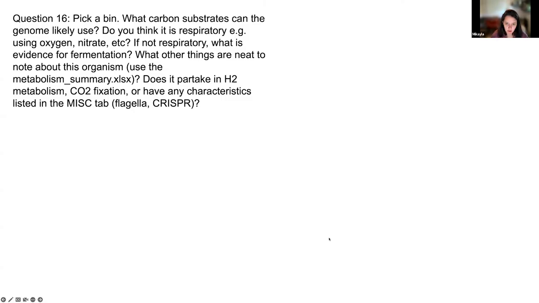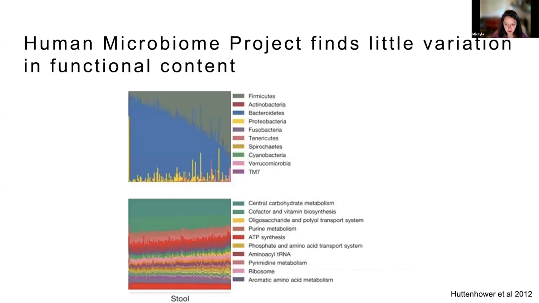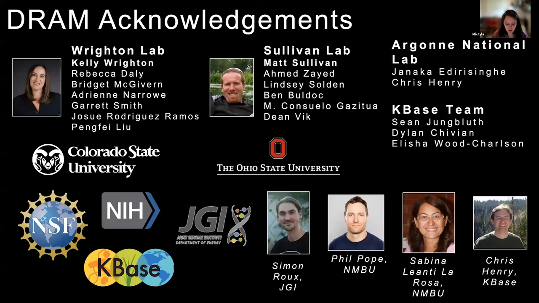Okay. And then I also want to just re-highlight all the people that have contributed to this. There's just like a large amount of knowledge that didn't come from one person. And so much of the viral work was done out of the Sullivan lab. The CAZyme profiling was done by Phil Pope's lab. We have been able to integrate it into KBase, and that was partially by work with Chris Henry. There's been also lots of different members of the Wrighton lab who contributed specific metabolisms. And so those are things like polyphenols, methylamines, nitrogen stuff.